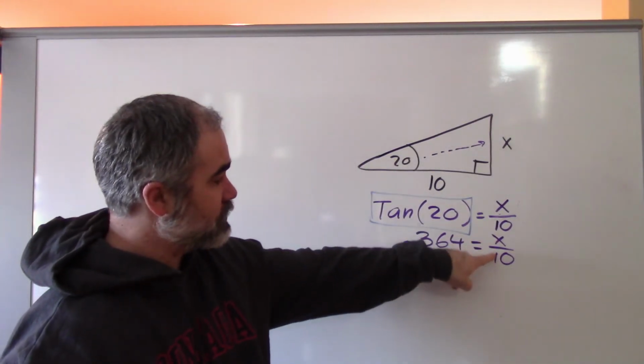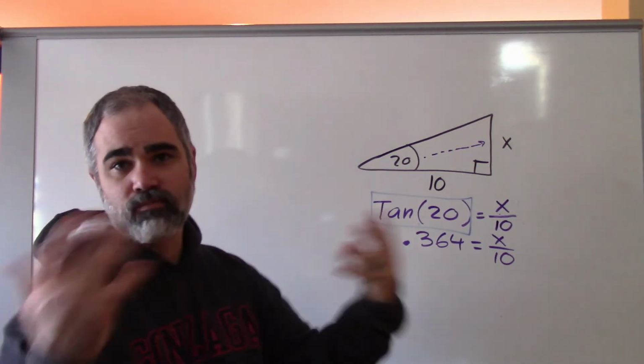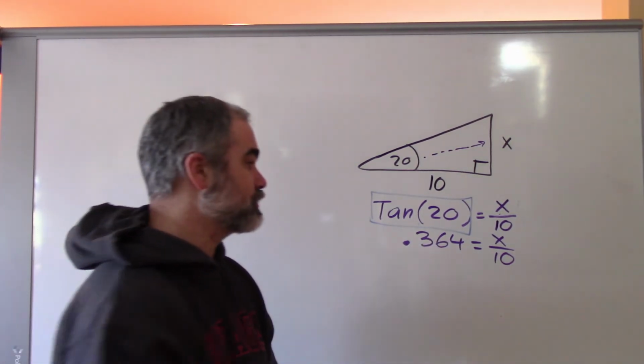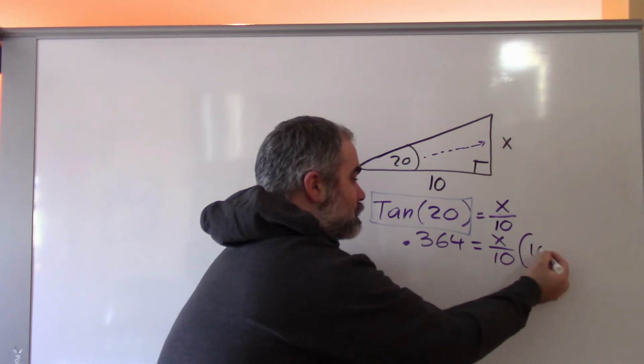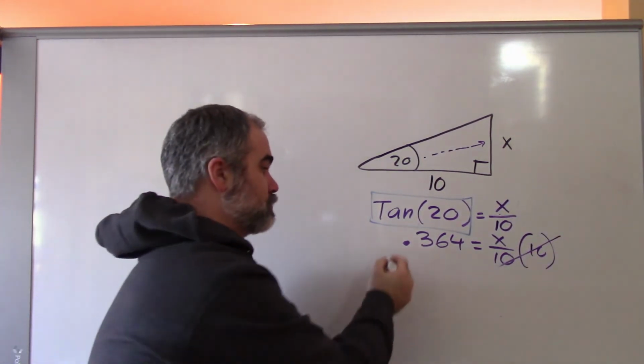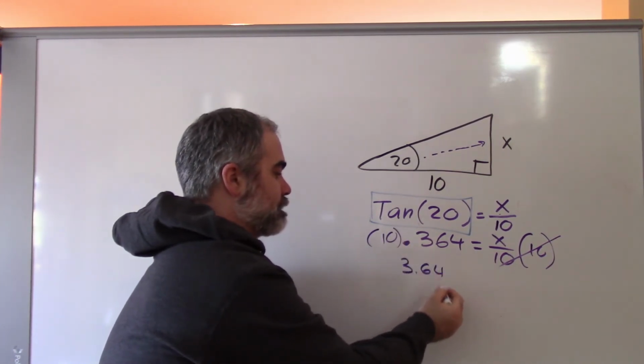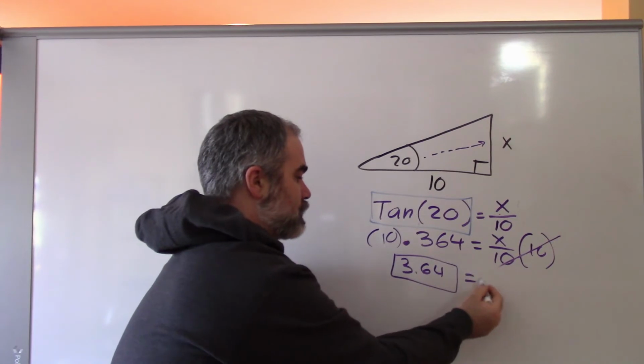0.364 equals x over 10. What's the opposite of division? Multiplication. So you want to multiply both sides by 10. That will cancel the 10 out there into a big one. And multiply by 10 over here. And you end up with 3.64 as your answer. And that's equal to x.